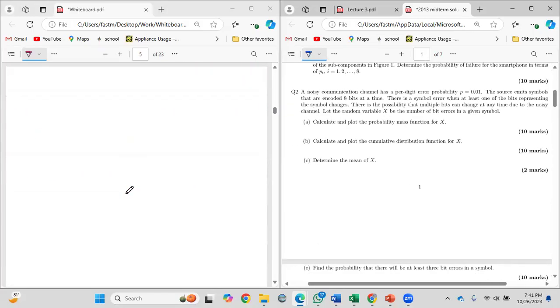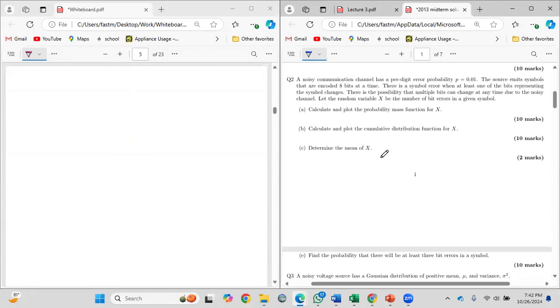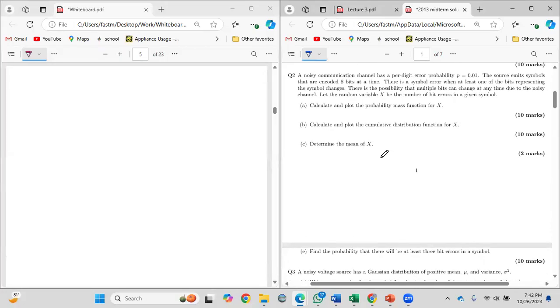Okay, so number 2. I read in your hearing, I make a statement for moving too fast. A noisy communication channel has a per digit error probability P of 0.01. The source emits symbols that are encoded 8 bits at a time. There is a symbol error when at least one of the bits representing the symbol changes. There is the probability that multiple bits can change at the same time due to the noisy channel. Let x represent the random variable, which is the number of bit errors in a given symbol. Calculate and plot the probability mass function of x.